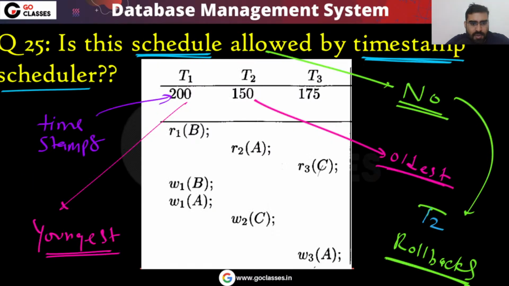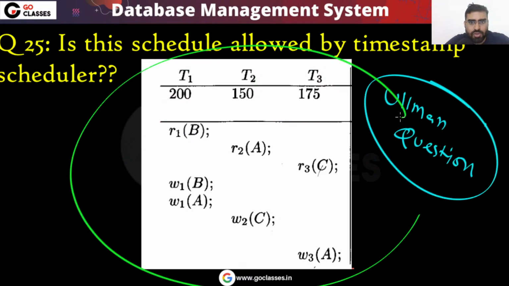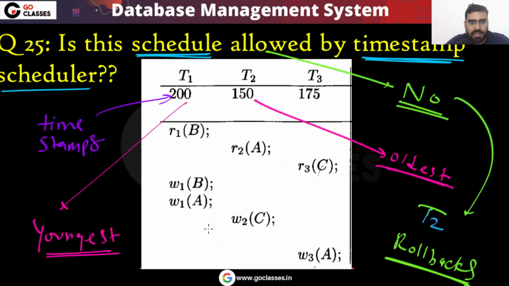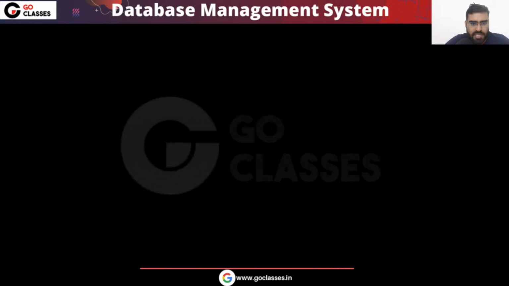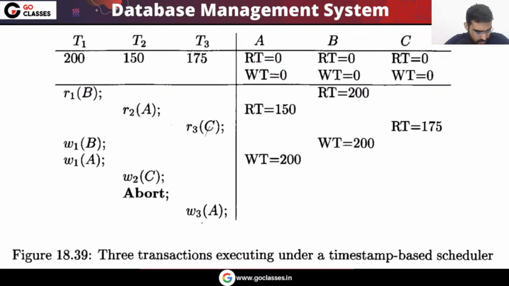So for this question, remember this is a Ullmann question. For this question, T2 will roll back. Ultimately, this T2 is going to roll back. Very simple question. So now you can easily solve all the variations, all the questions. So you can notice that T2 will roll back.